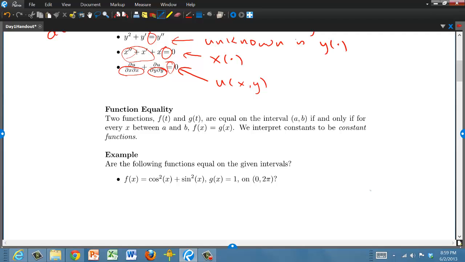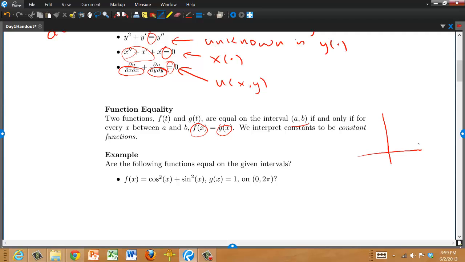Now here's a fairly formal definition. Two functions, f and g, are equal on the interval a to b if and only if for every x between a and b, f of x equals g of x. So this is an equality between numbers because f of x and g of x, those are going to be numbers. So what we need is for every x in this interval, f of x to be equal to g of x. So what's that mean sort of graphically?